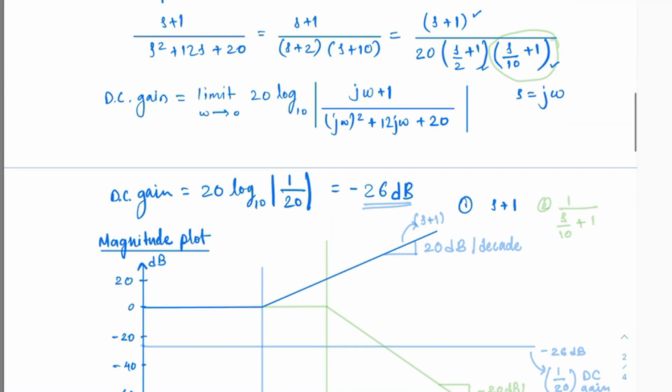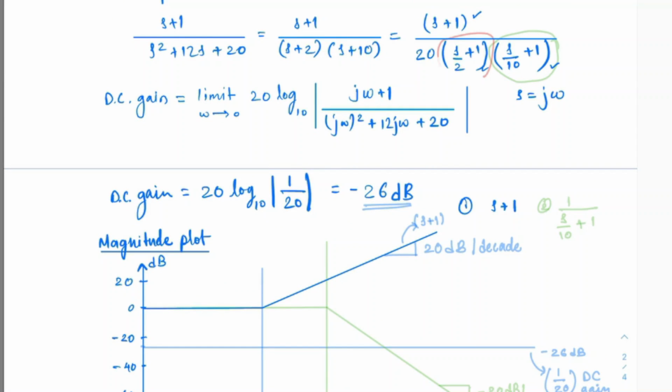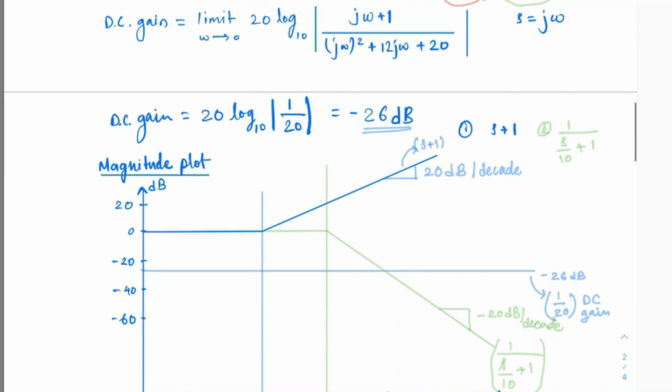Now the next component is 1 over s over 2 plus 1. Here somewhere at 2, it will continue to hold 0 till this point, and then we'll have a slope of minus 20 dB per decade.